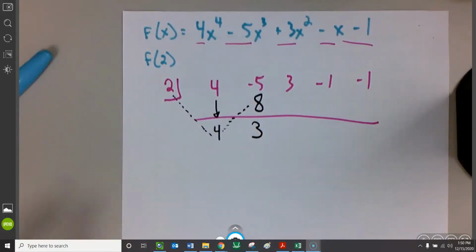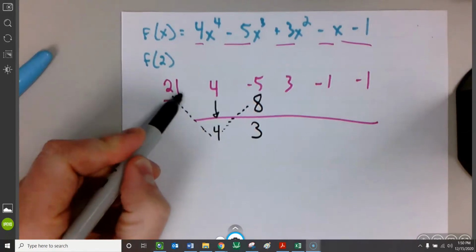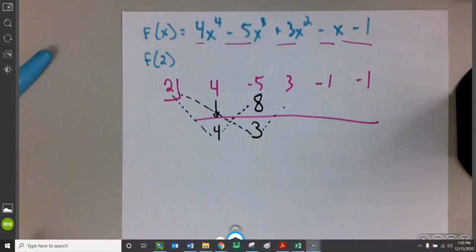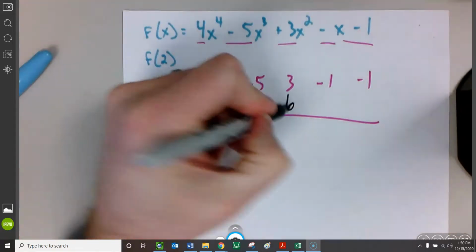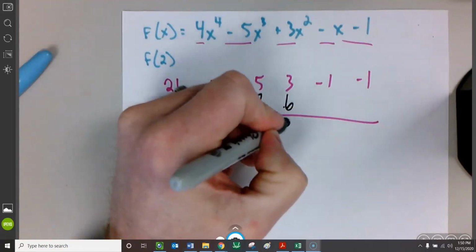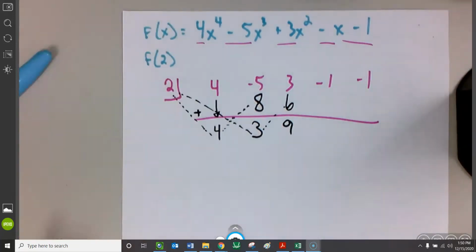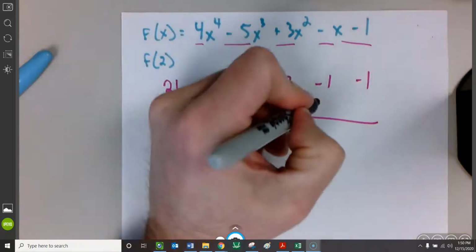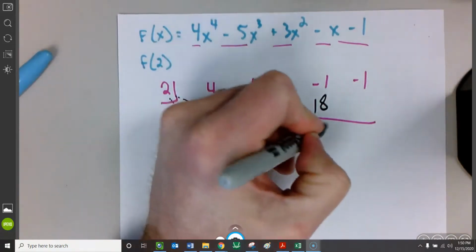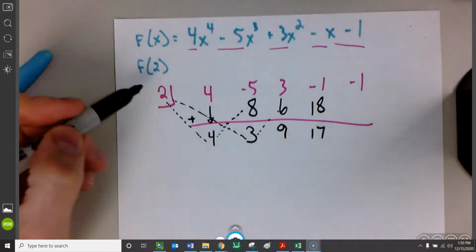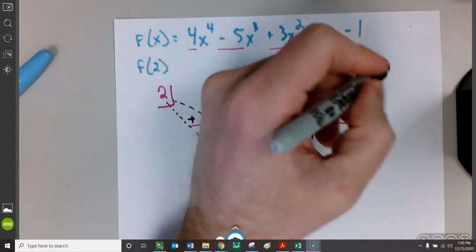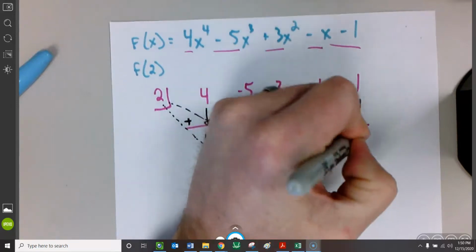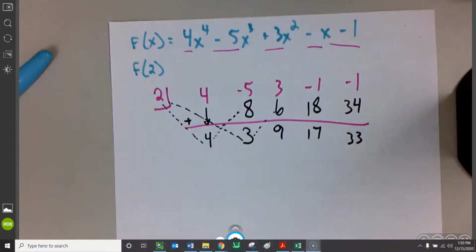And then the whole process starts again. I'm going to do that number in the box times the number I got here, placed underneath the next number. 2 times 3, 6. Add going down, 9. I can put a little addition symbol here to remind me I'm adding going down. 2 times 9, 18. Add going down. 2 times 17, multiplying, that's 34. Add going down. Not a magic trick. This is fancy math here.